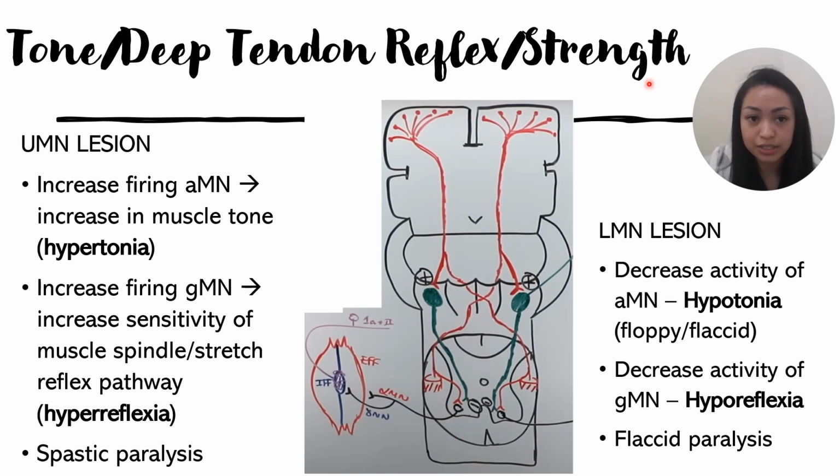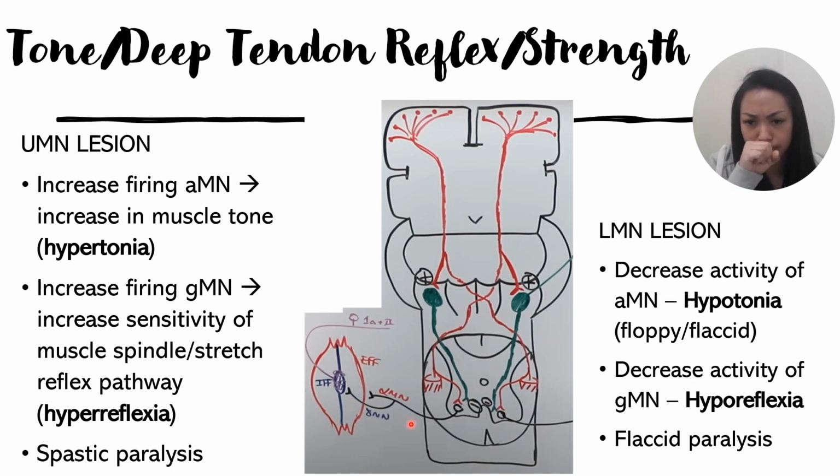In this diagram we also have two types of lower motor neurons: alpha motor neurons and gamma motor neurons. The alpha motor neurons go to the extrafusal fibers, which contract and shorten the muscle for the movement of that body part, that limb, that muscle. The gamma motor neurons go to the intrafusal fibers, which contract the muscle spindle, and this is responsible for the stretch reflex.